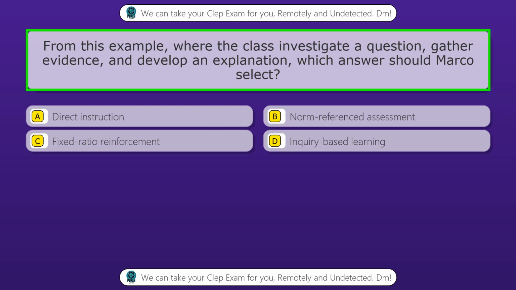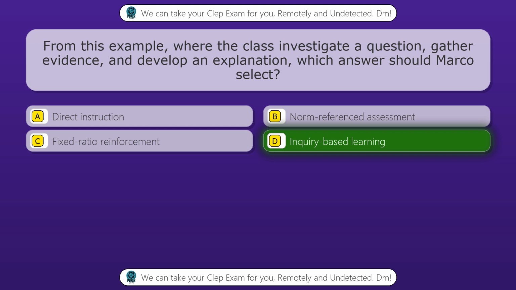Question 47. From this example, where the class investigate a question, gather evidence, and develop an explanation, which answer should Marco select? Option A, direct instruction. Option B, norm-referenced assessment. Option C, fixed ratio reinforcement. Option D, inquiry-based learning. The correct answer is option D, inquiry-based learning.